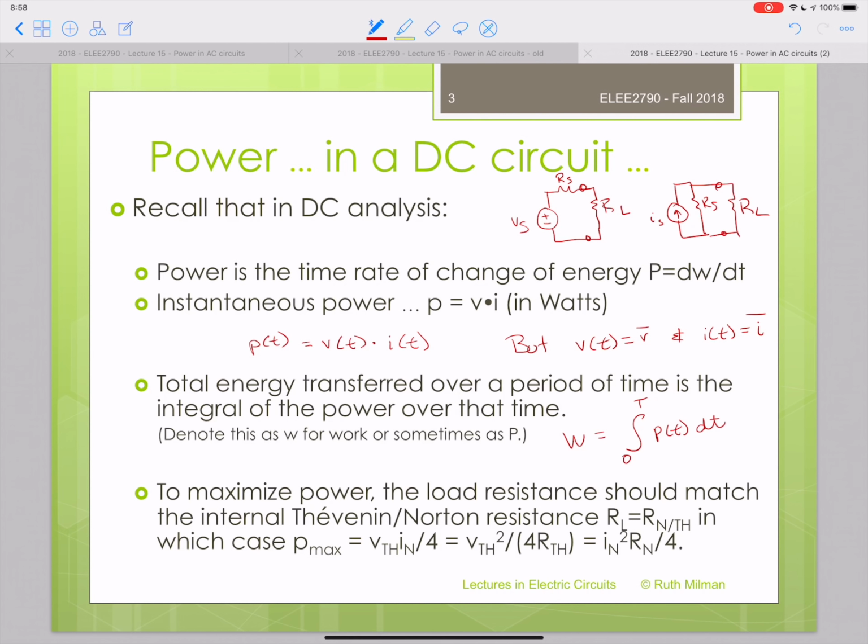In fact, when you maximize the power, the load resistance matches, and you'll find that the power in that case is simply equal to either the Thevenin voltage times the Norton current over 4, or if you want to consider the resistor directly, the voltage squared over 4R, or the current squared times R over 4. So we find this using derivatives, and it's a straightforward analysis.